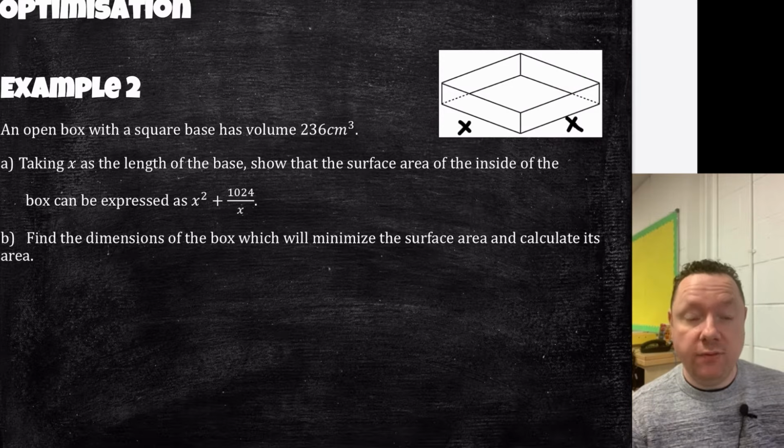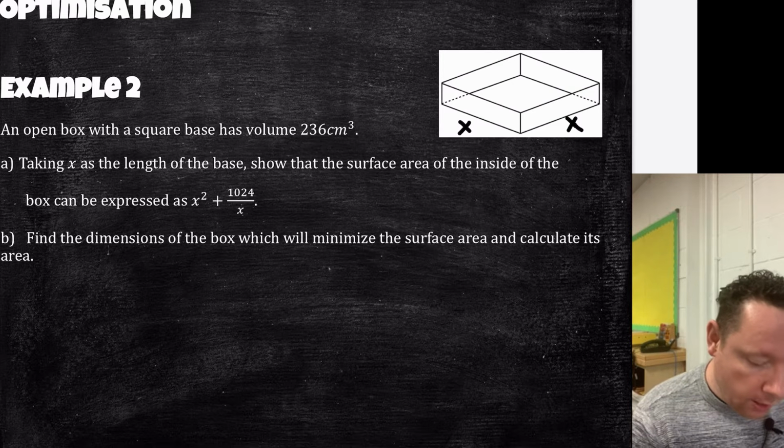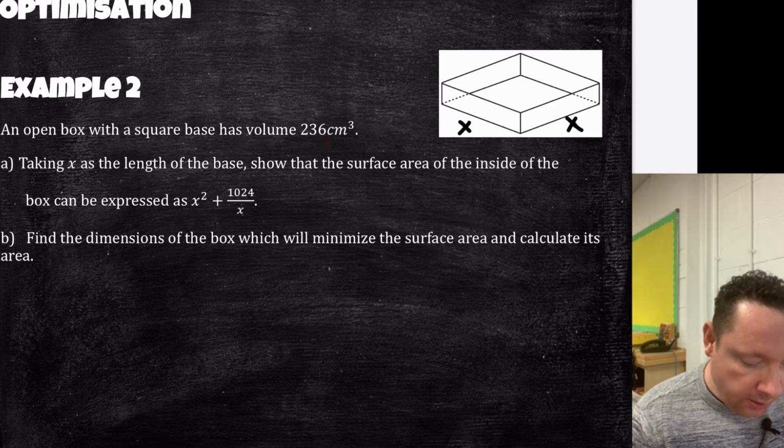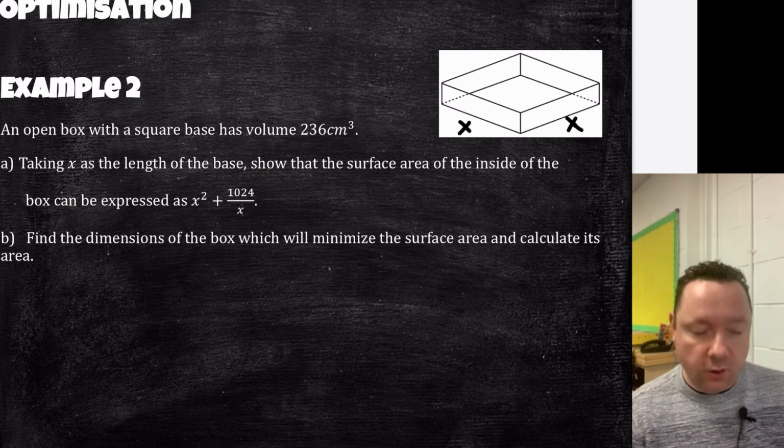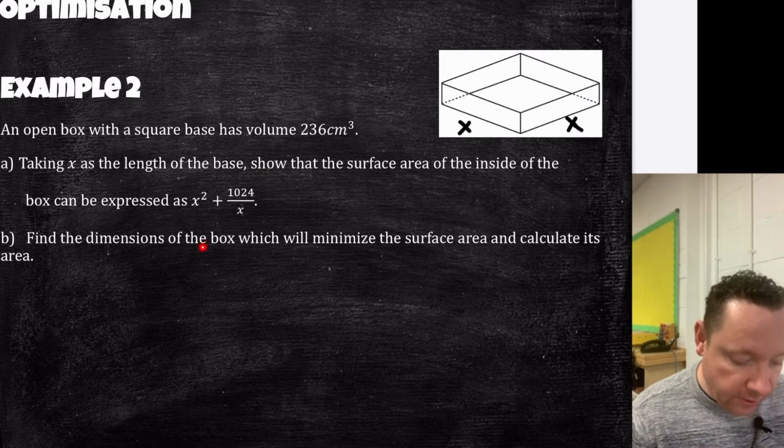Okay, optimization differentiation example 2. It says an open box with a square base has a volume of 236 centimetres cubed. Taking x as the length of the base, show that the surface area inside the box can be represented as x squared plus 1024 over x, and then find the dimensions of the box that minimise the surface area and calculate its area.